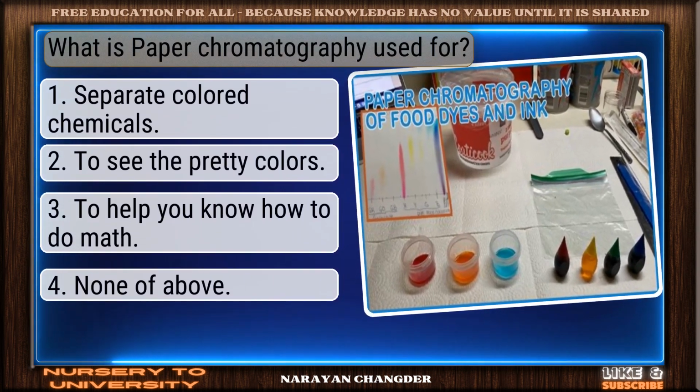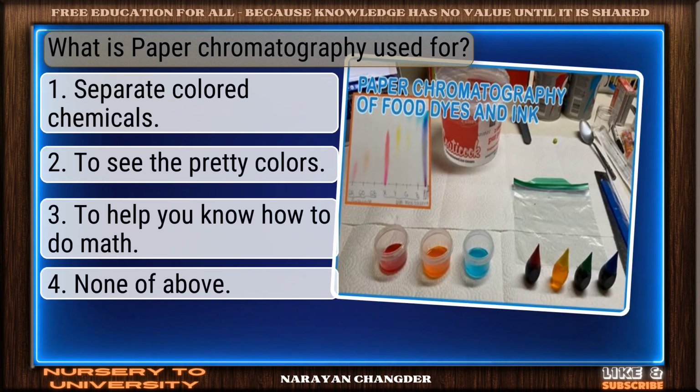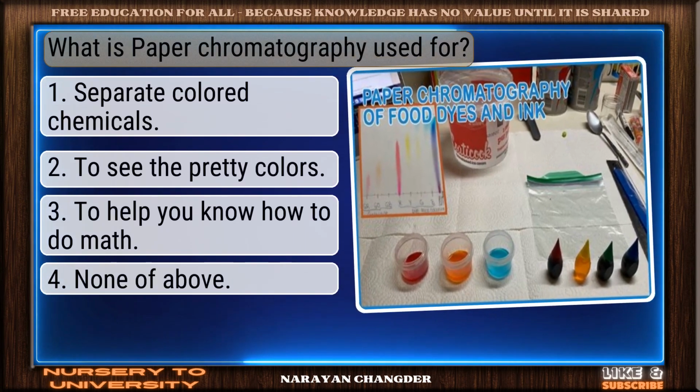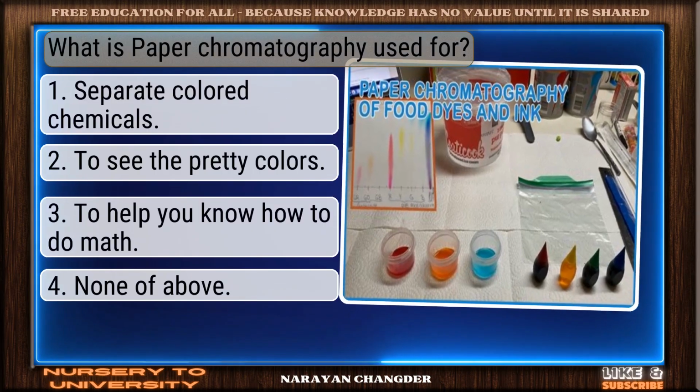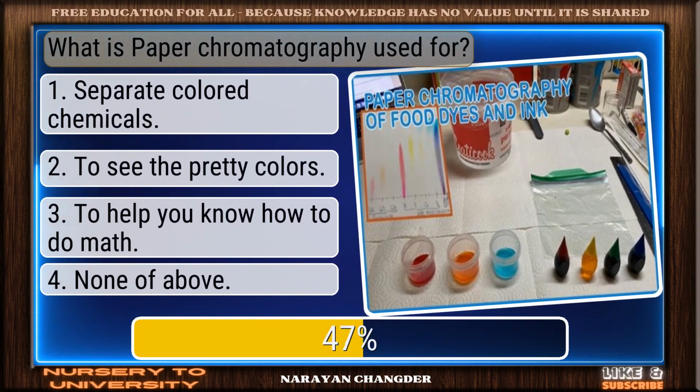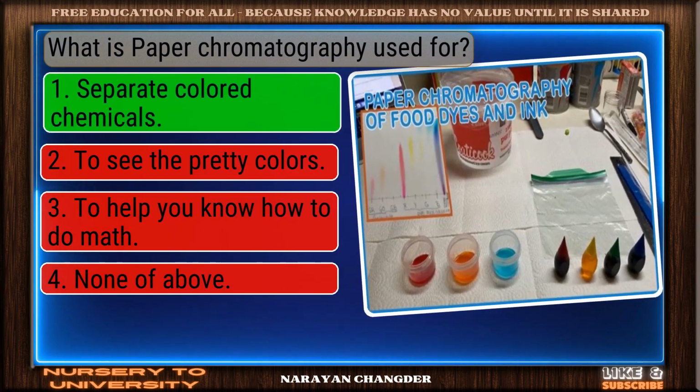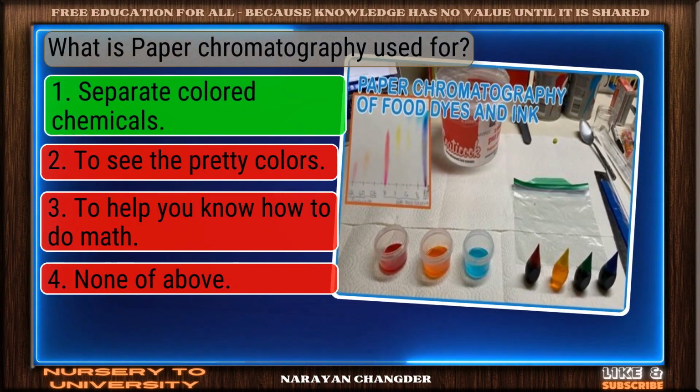Option 1, separate colored chemicals. Option 2, to see the pretty colors. Option 3, to help you know how to do math. Option 4, none of above. Perfect choice, separate colored chemicals.